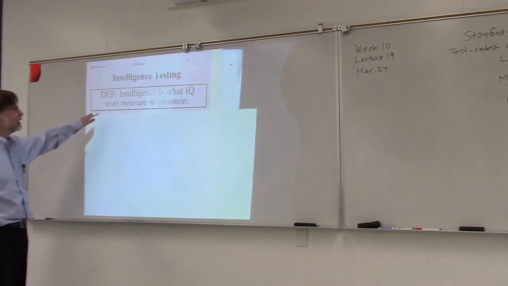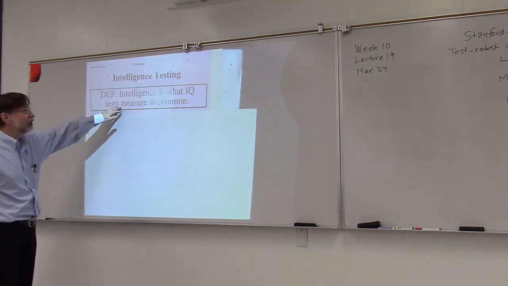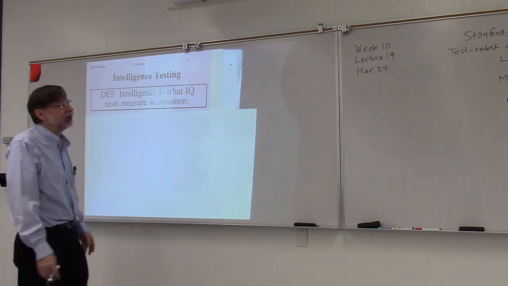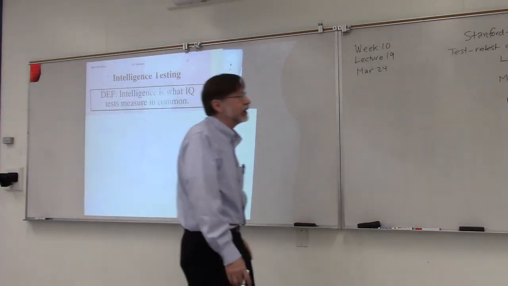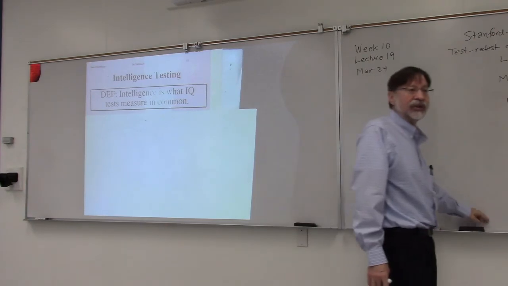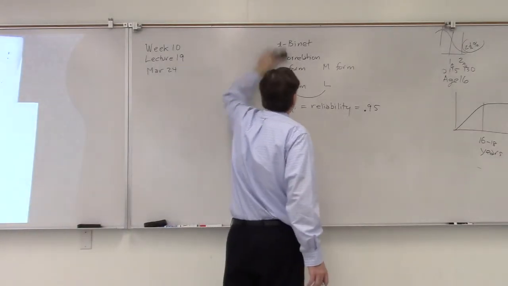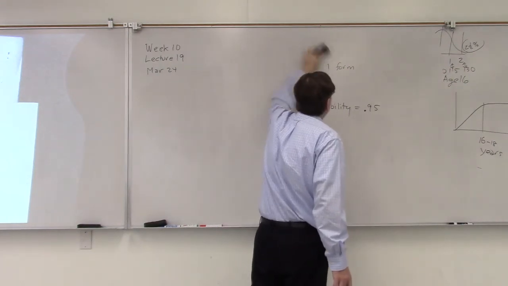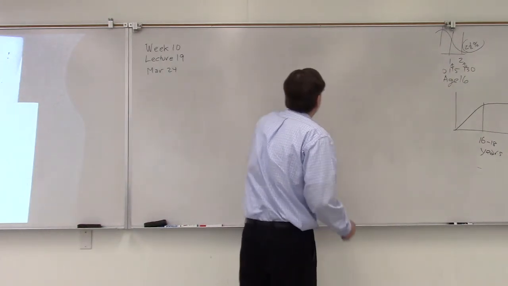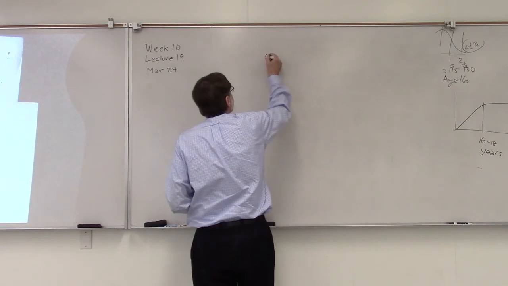So the operational definition is intelligence test is whatever it is that these IQ tests are measuring in common. And these tests seem to measure something in common. They correlate with each other. And so what do we mean by intelligence? We mean nothing more or less. This is an operational definition. What do we mean again by an operational definition?